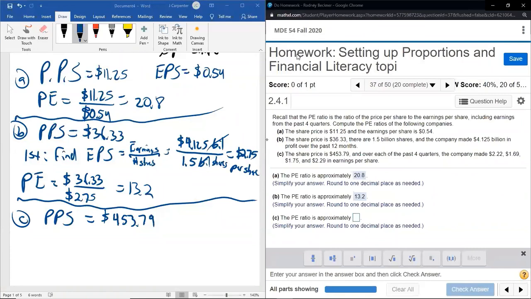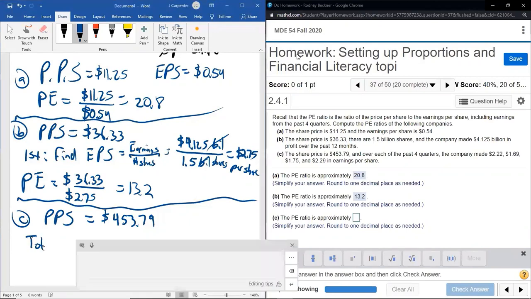And then October, November, December, $2.29 per share. Well, it's actually pretty easy. You just add all 4 of those up. If they earned this much the first 3 months, this much the next 3 months, this much the next 3, and the next 3, if you add those up, you'll get your total earnings per share over the entire year.